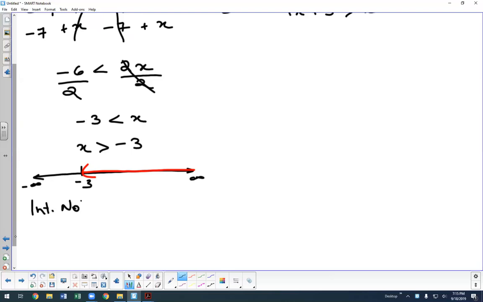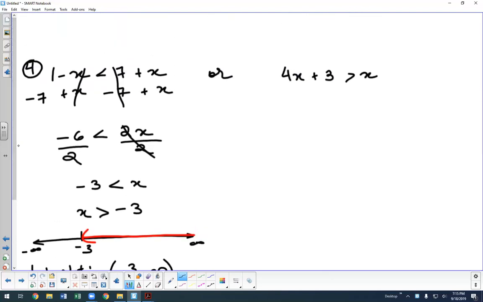Interval notation will be parentheses, -3, infinity. Yeah, very nice. Parentheses, negative 3, comma, infinity. One more parentheses, and that brings us back to the other side.